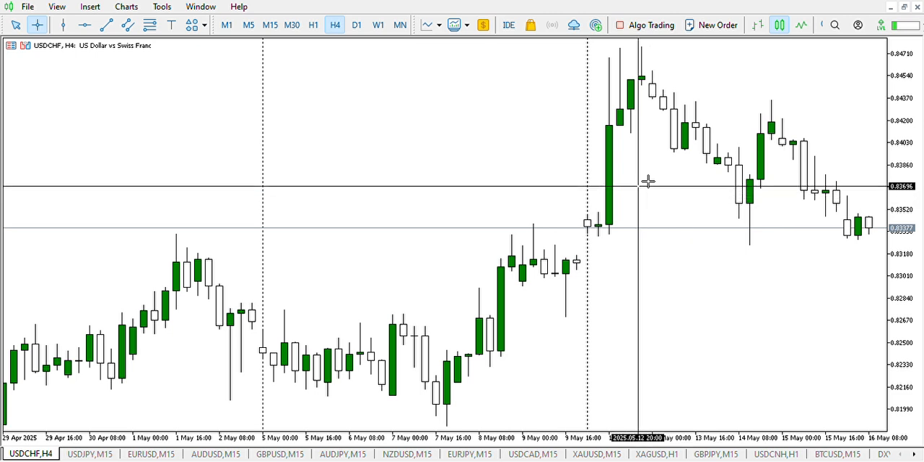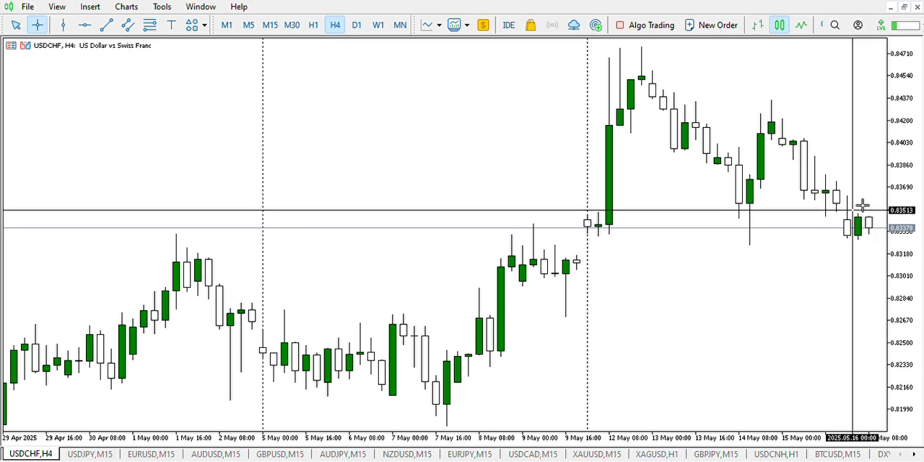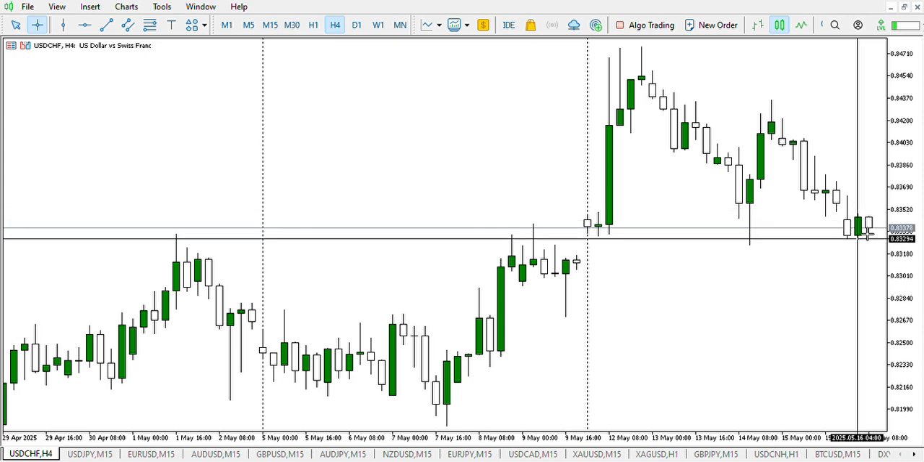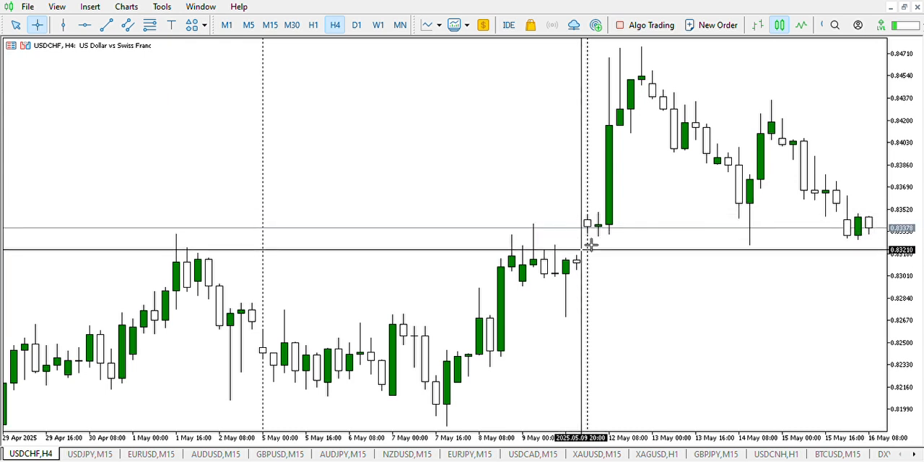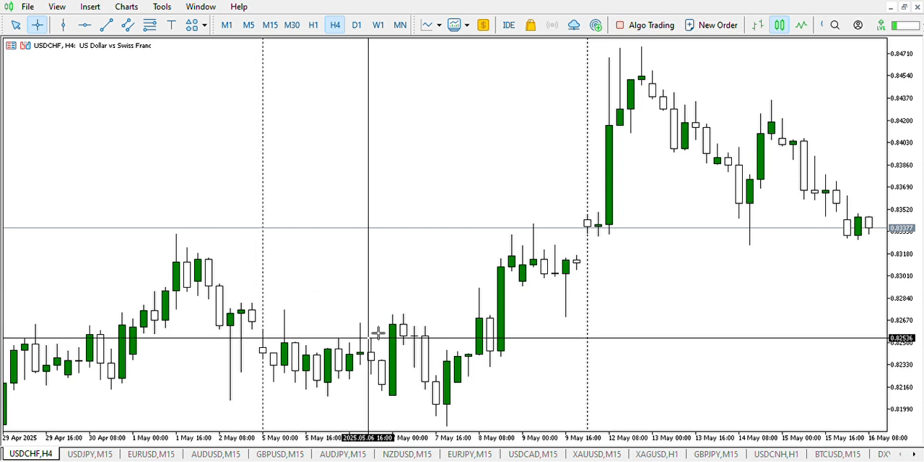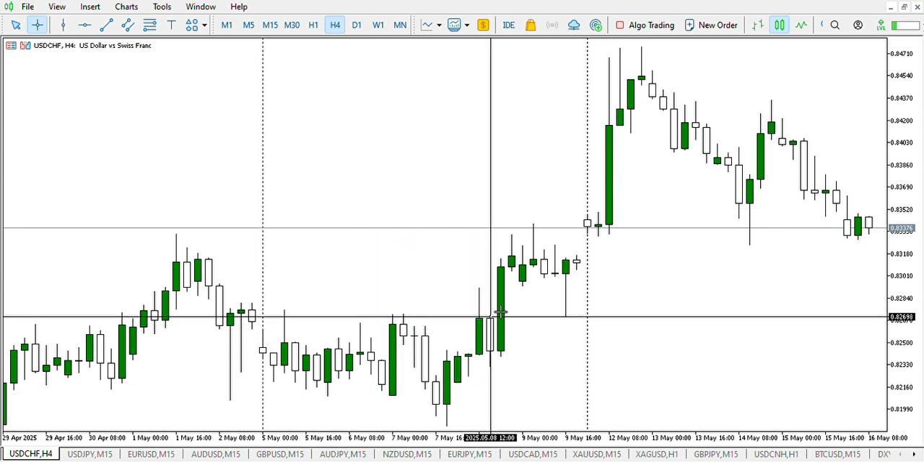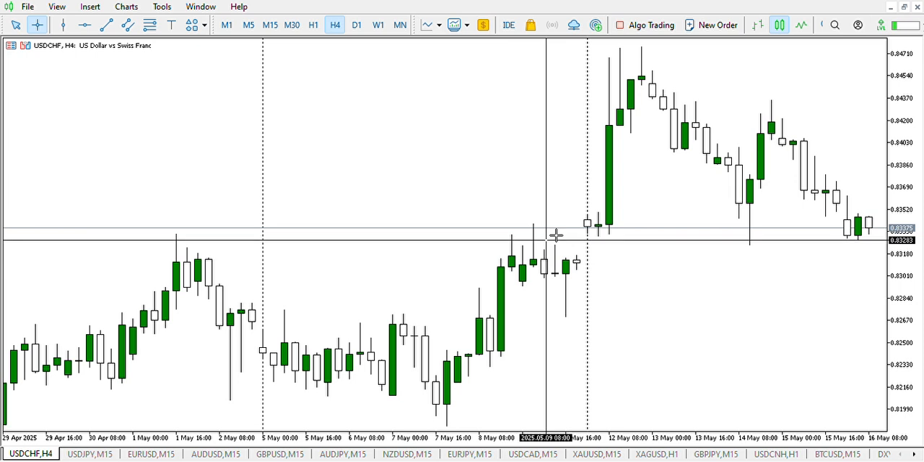So right here, as you can see on USD CHF for today, at the low of the day, the close of the Asian session, we have a bullish candle. Nevertheless, for those who are new, let us take less than a minute to explain candlestick patterns so they know what we have right here in front of us, what they mean.